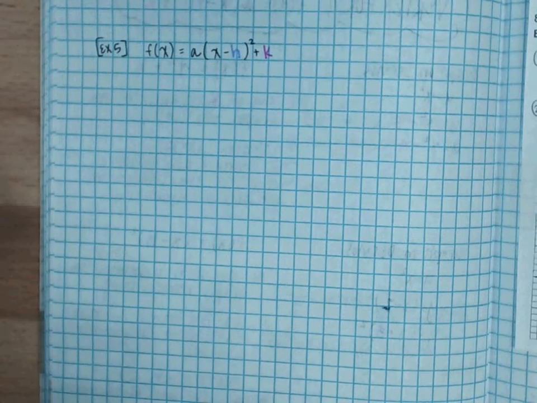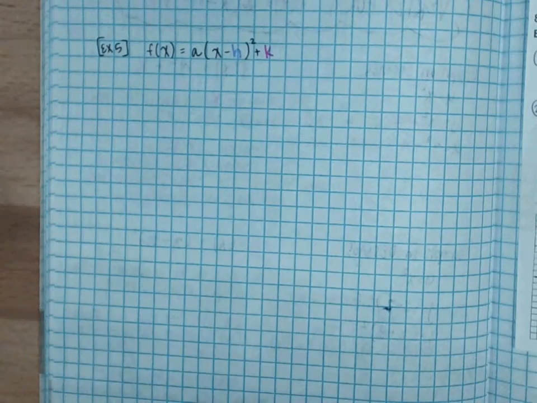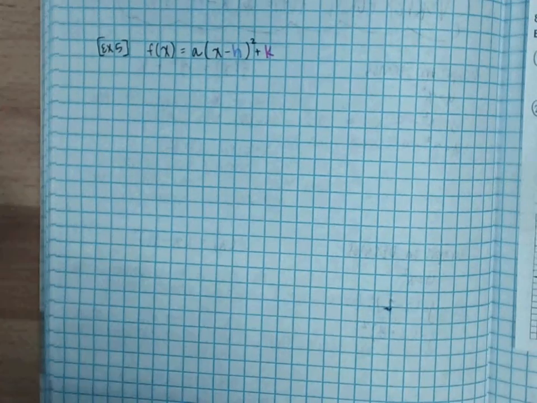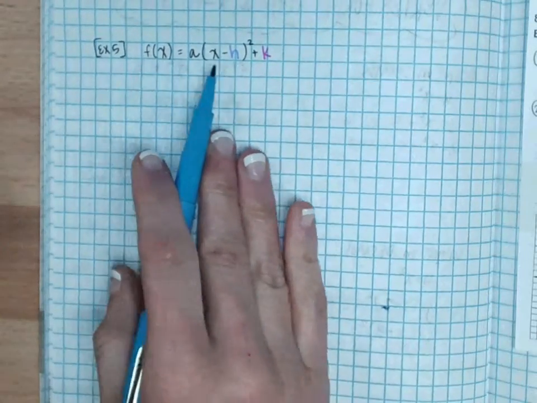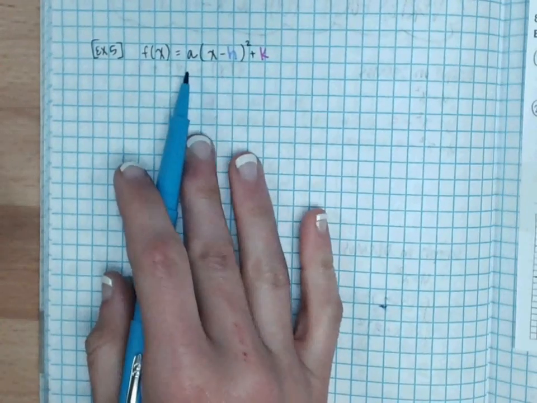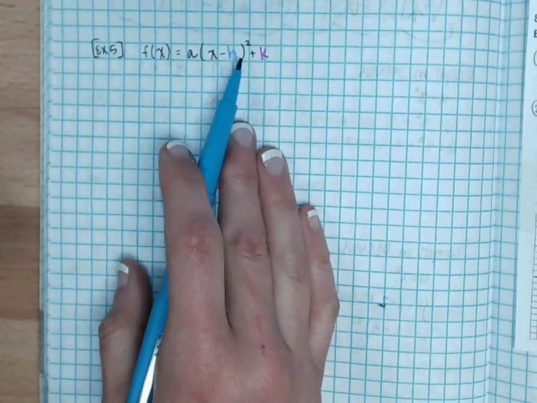Okay, I do want to go over example 5 with you. Even though I had you do it on enVision, sometimes I think if I explain it, it makes a little bit more sense. So we are starting with the vertex form of a quadratic, so f of x equals a times x minus h quantity squared plus k.